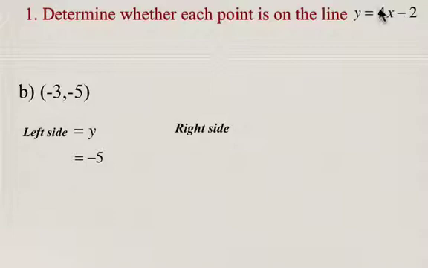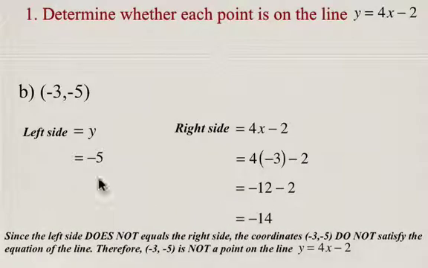And the right side of our equation from up here is 4x minus 2. And so once again, we're going to sub in for the x coordinate, which is -3. So we have 4 times -3 minus 2, which, following order of operations, 4 times -3 is -12. And then we're going to end up with -12 take away 2, which is -14. So the left side is -5 when you sub in, the right side is -14, and since the left side and right side are not equal, the point (-3, -5) does not lie on the line y equals 4x minus 2.